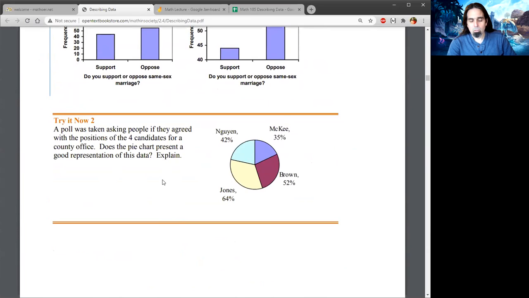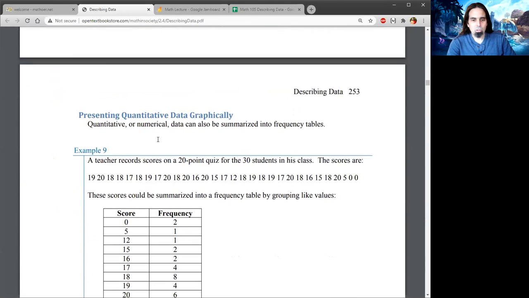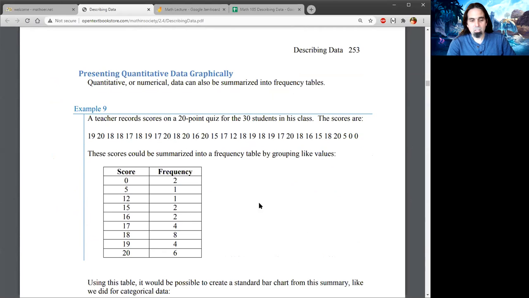Here was a poll. Four people asked, do you agree with the candidate about different things? And 42% agreed with Nguyen, 35% agreed with McKee, and so on. These numbers could be bigger or smaller than each other, but they don't add up to 100 because people can agree with all four candidates. So this is a very weird pie chart because things don't add up to 100. Not all information is appropriate for a pie chart. And that's as far as we're getting. We'll do more about this next time I see you.